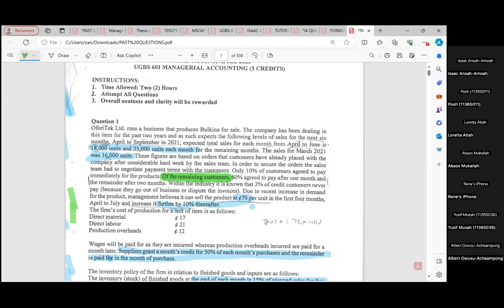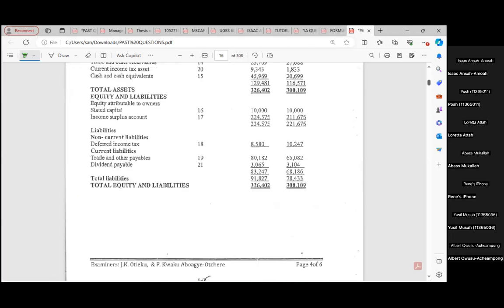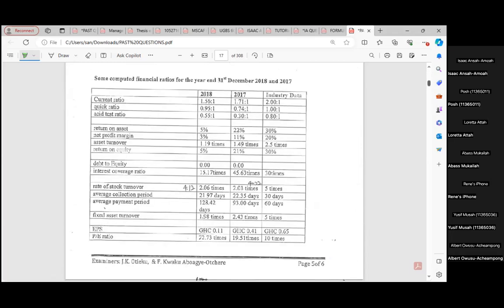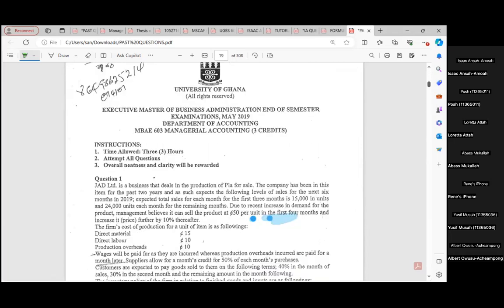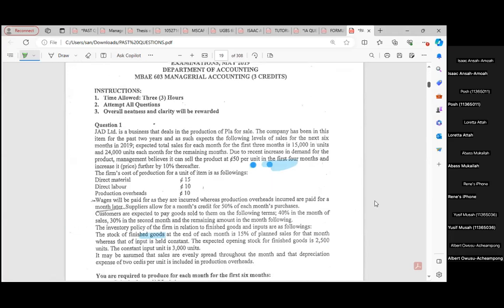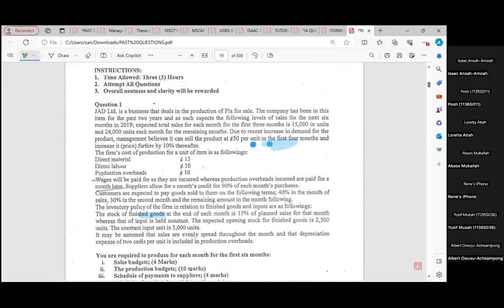Welcome. If I go down, the other questions don't show. Okay, so I think there's a question here. You may want to have a look at it. Oh, okay, this one too, the same thing. Wages will be paid for as they are incurred, whilst overhead costs are paid a month later.